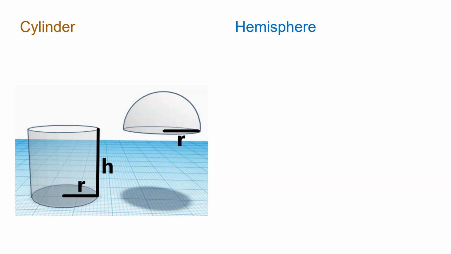The formula for the volume of a cylinder is V equals pi r squared h. The formula for the volume of a hemisphere is 2/3 pi r cubed. To create a volume formula for this silo, we just need to add these two formulas together.